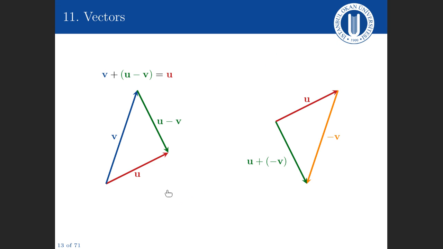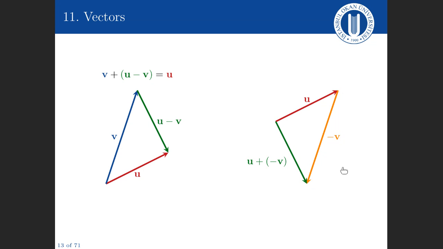You can also subtract vectors, and there are two different ways to think about this. In the left picture, if we imagine that u and v have the same initial point, we can complete the triangle. This vector is u minus v. Or we can think about this in a different way. Instead of thinking about u minus v, we can think about u plus minus v, because u plus minus v should be the same as u minus v.